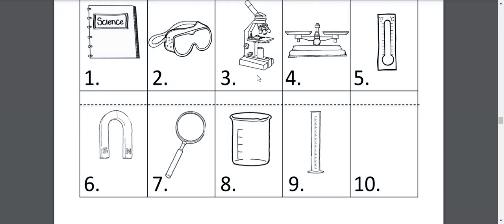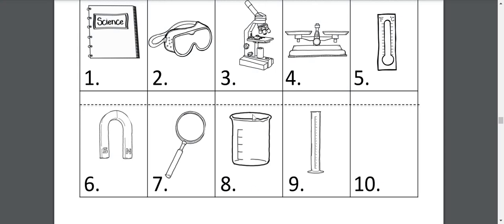Number 7, kind of like number 3, it has the same purpose. What is that science tool? It is a magnifying lens, and it makes objects appear larger. Kind of like a hand lens, magnifying lens, pretty similar. We'll show you what some of them look like in real life.